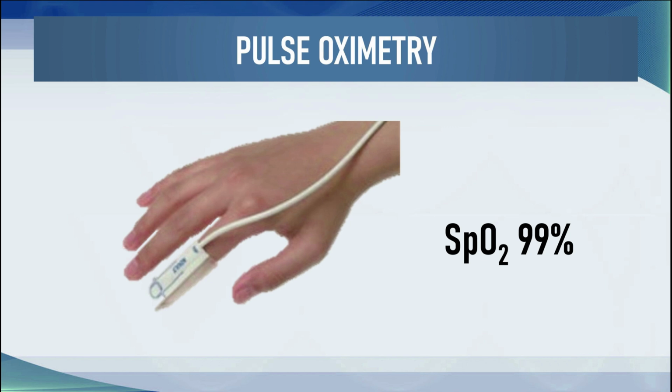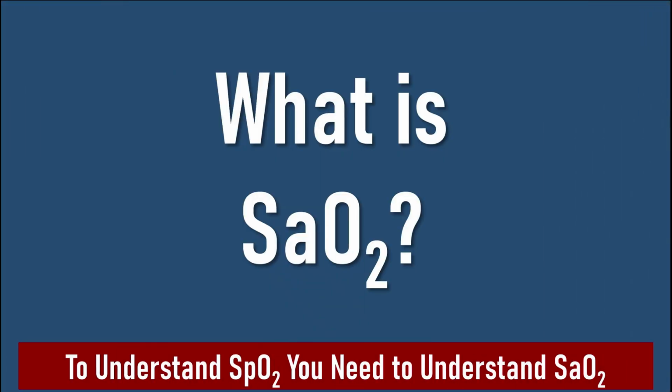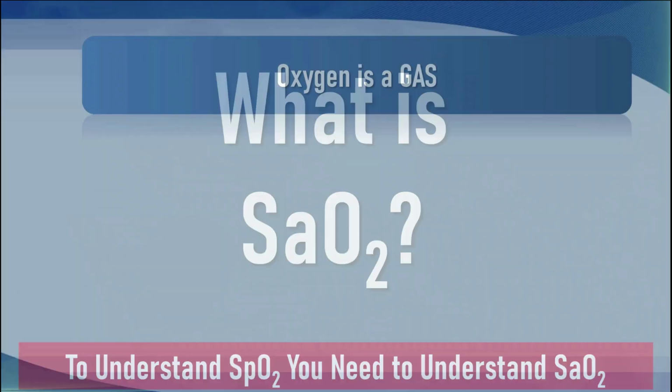It gives us multiple pieces of information: the presence of a pulse, a heart rate, an indicator of peripheral perfusion, and most importantly, a measurement of oxyhemoglobin saturation. This, in many ways, is a better way of measuring oxygen content of blood. So what is the SaO2, the oxygen saturation of hemoglobin? To understand pulse oximetry, you will need to understand the SaO2.